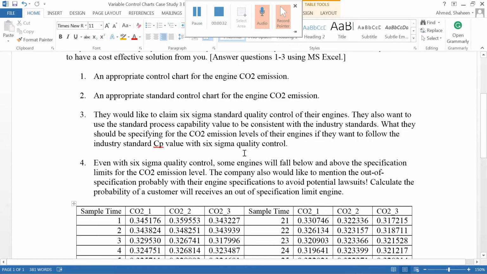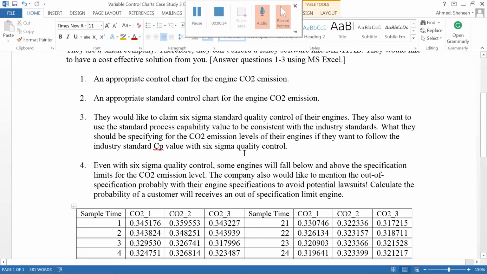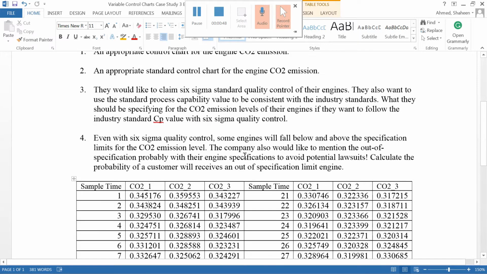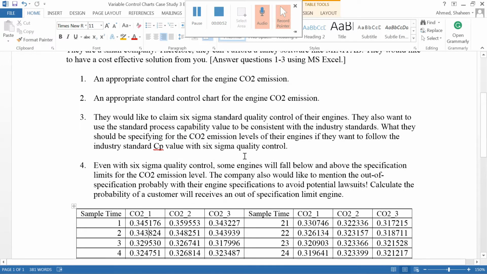These guys send a bunch of engines to us and we test their emission level, and then they want to know from us what they should claim for this engine in terms of different types of emission: carbon monoxide, carbon dioxide. In this case, I have created this data set for carbon dioxide. So the question is, what kind of control chart is appropriate for this type of data?